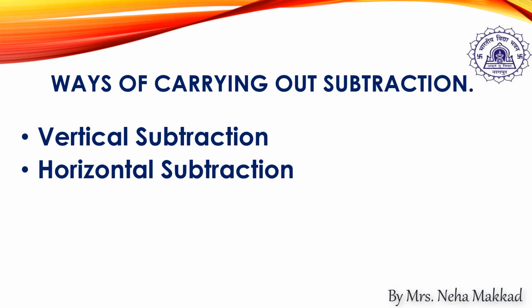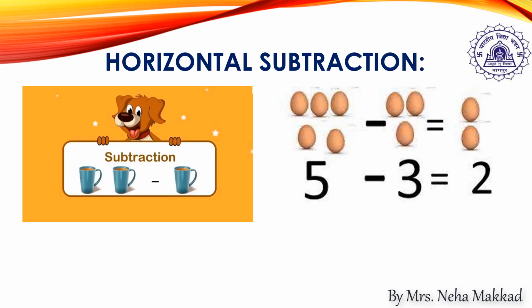Now children, the ways of carrying out subtraction. There are 2 ways of carrying out subtraction: vertical subtraction and horizontal subtraction. Now children, in this method, the numbers are written from the left hand side to the right hand side. Like for example, 2 cups of tea minus 1 cup of tea will give you 1 cup of tea. In the next example, 5 eggs minus 3 eggs will give you 2 eggs.